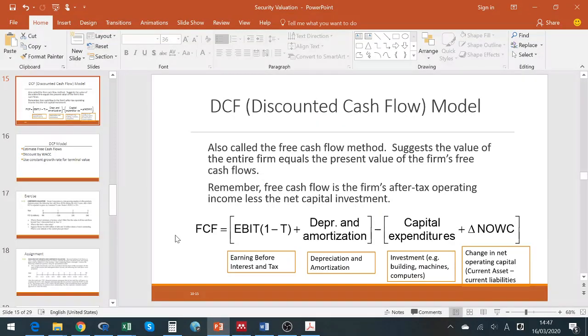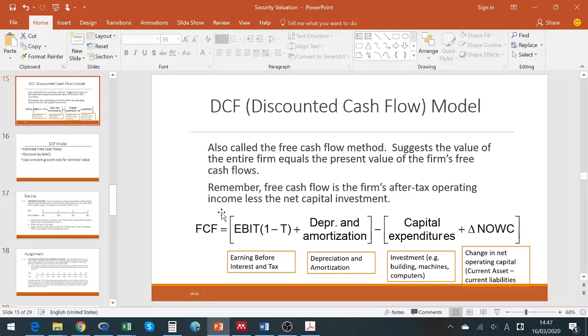Okay, the next one is the DCF model, discounted cash flow model. This is not the dividends anymore, but the actual cash flow to the business. It's also called the free cash flow method. It's based on the assumption that the value of your firm equals the present value of the firm's free cash flow. So instead of dividends, it's cash flow from your business.